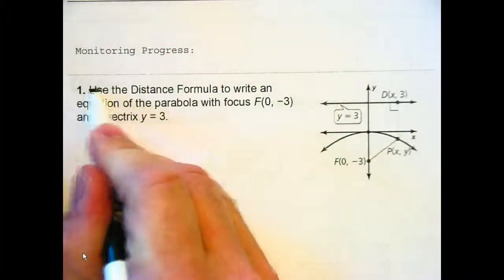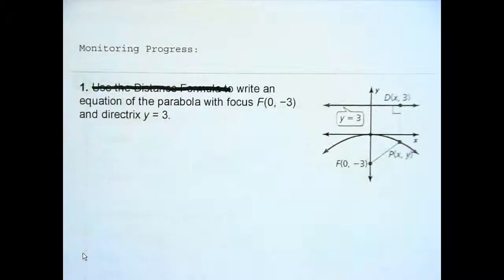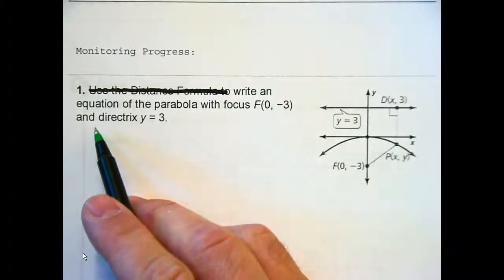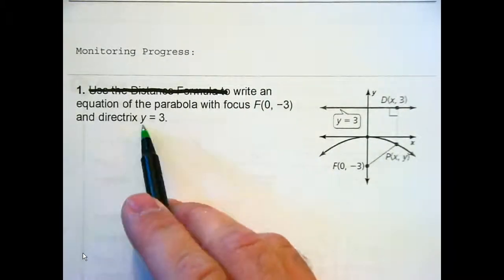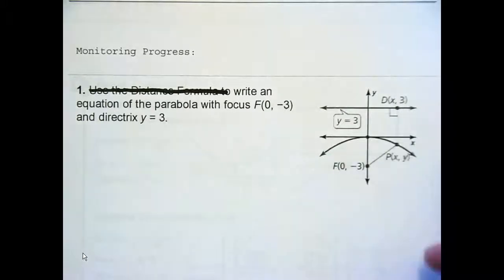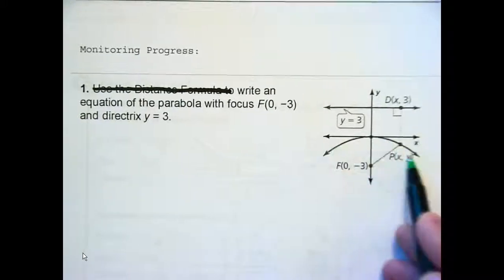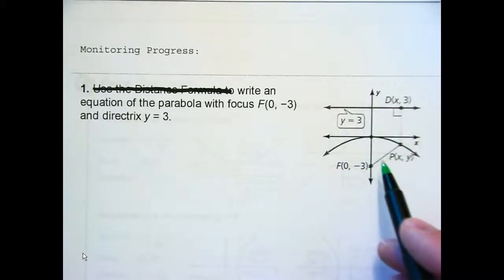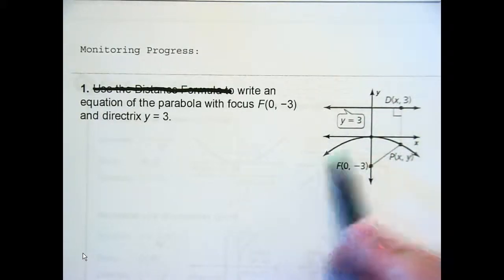And I'm just going to say, write an equation of the parabola with a focus at (0, -3), okay, and a directrix at y equals 3. So here's a picture of what they're saying. Here's my parabola, here's my focus, here's my directrix. Okay, now you're looking at this and hopefully you could tell me something about my A term. My A term would have to be what?